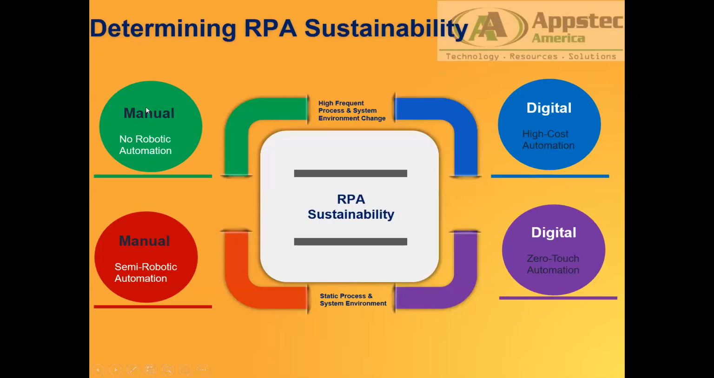Now let's get into determining the RPA sustainability. If you see what RPA sustainability is, this concept we can divide into four major quadrants. So let's say I draw a mathematical quadrant, something like this.